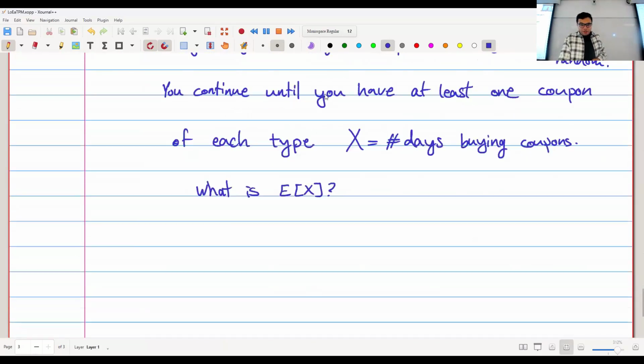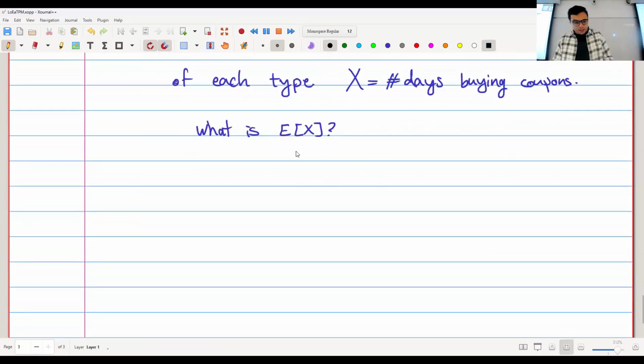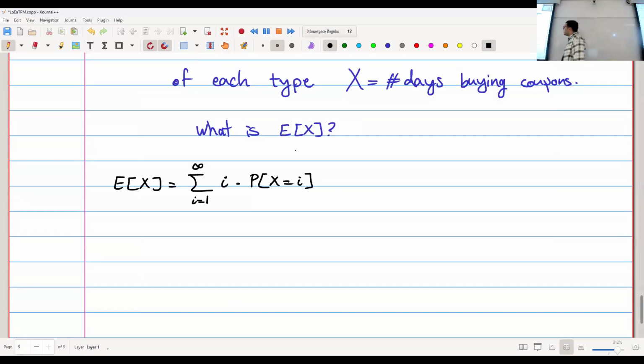Again, if I want to write the definition of expected value and compute it based on that, it's going to be horrendous. It's going to be the sum over i, where i is the number of days it takes, from 1 to infinity, because maybe I never collect all of the coupons, of i times the probability that x, the number of days I have to wait, is equal to i. But how am I going to find this probability? What is the probability that I have to wait exactly i days?